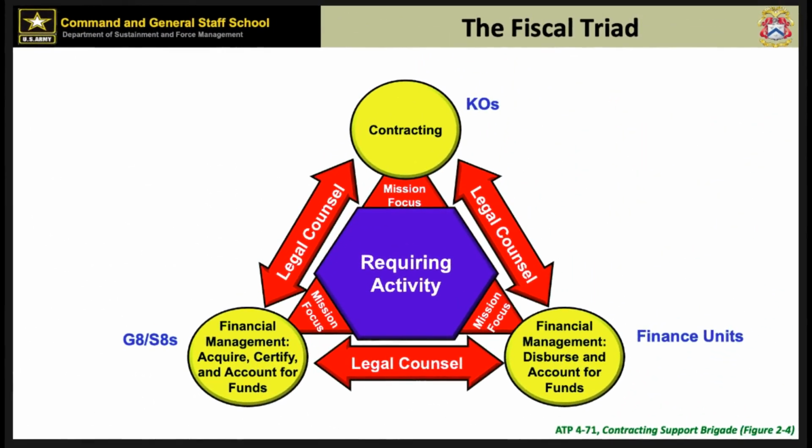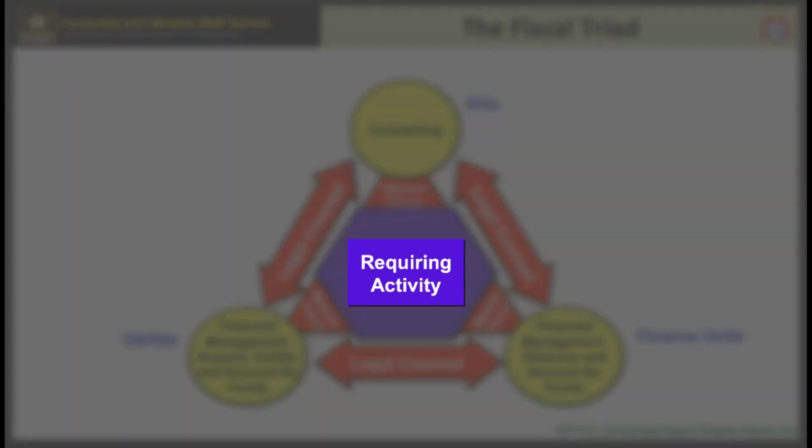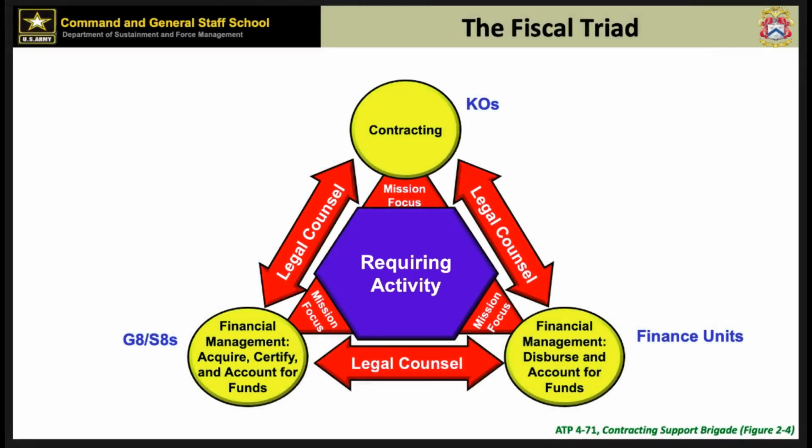The fiscal triad consists of financial management, contracting, and legal counsel working together to ensure effective fiscal support. This process covers everything from fund acquisition and certification to legal review, contracting for services, and dispersing public funds to vendors. The requiring activity is central in this process, initiating the contract request by formally identifying the requirement.